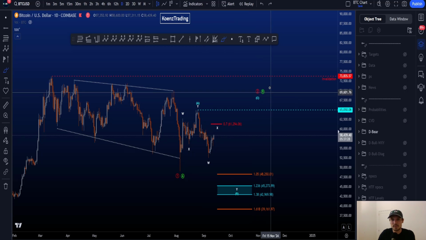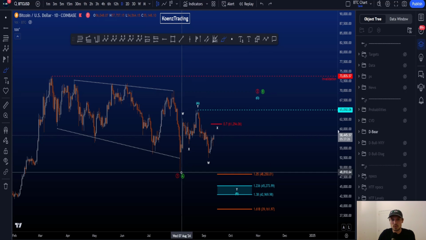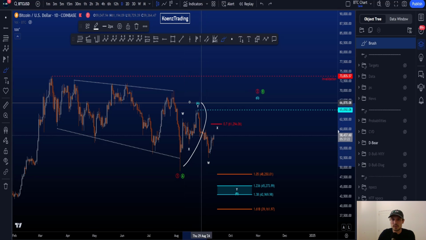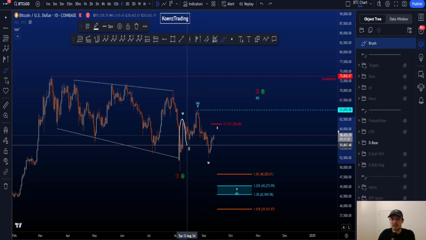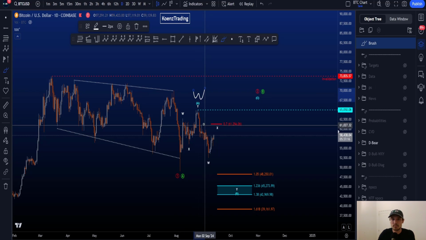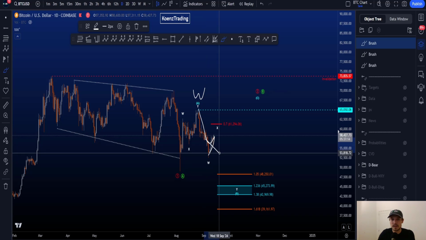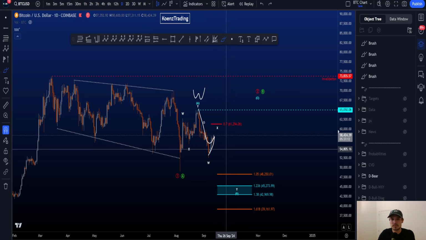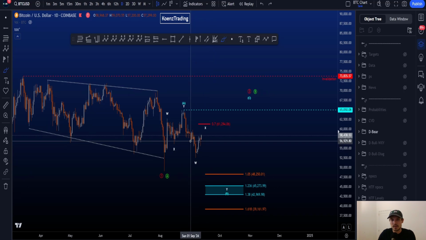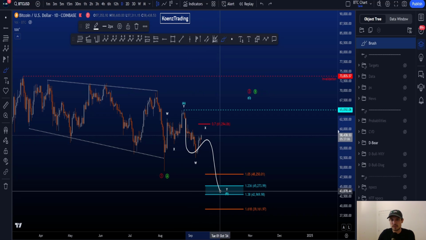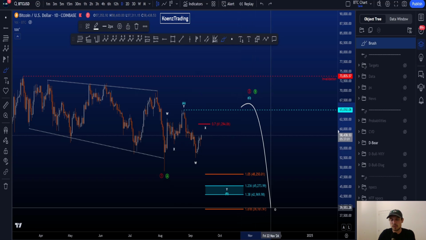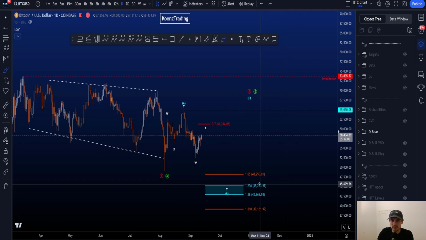Then we have a flat structure in a wave 2 or B, a 3-wave structure in A. Preferably, this move to the upside in A is labeled as a WXY. Therefore, this structure here cannot be a W for then a wave X and then a wave Y to the upside. We can only label this as a wave A. Then we are looking for a wave B to the downside and another C to the upside to take out 65 before then a dump and continuation to the downside.